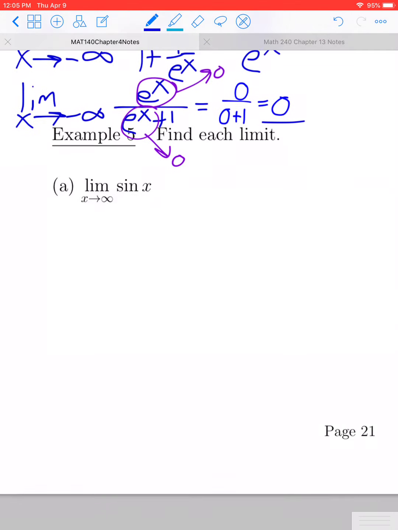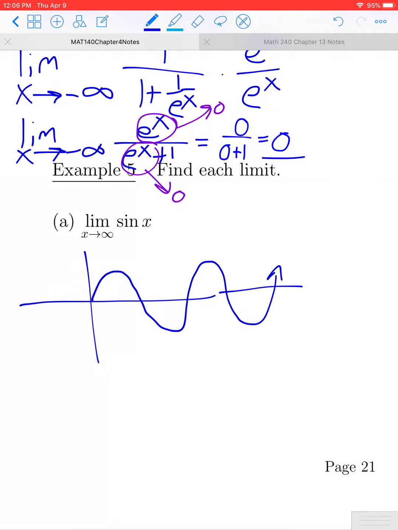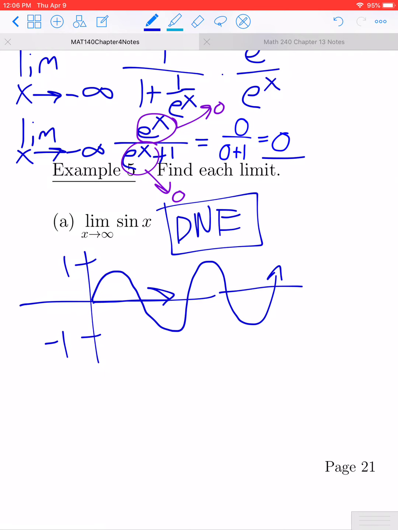Let's take a look at the next two. In example 5, they want us to find the limit as x approaches infinity of sine of x. We should all be familiar with the graph of sine, but the graph of sine is going to oscillate. As x approaches infinity, sine of x is not going to approach any real number. It's going to continually oscillate between the values -1 and +1. So this would be an example of a limit that does not exist. The limit as x approaches infinity of sine x does not exist. And the reason is that oscillatory behavior, it's not going to approach any one real number.